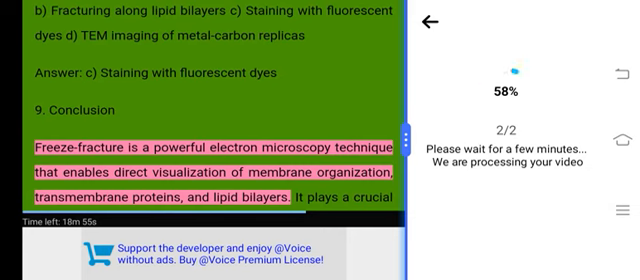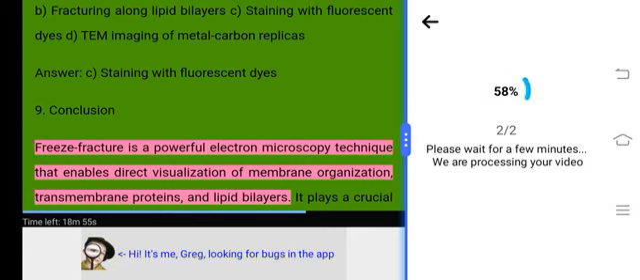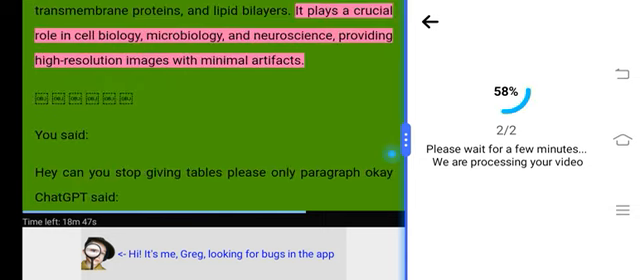9. Conclusion. Freeze fracture is a powerful electron microscopy technique that enables direct visualization of membrane organization, transmembrane proteins, and lipid bilayers. It plays a crucial role in cell biology, microbiology, and neuroscience, providing high-resolution images with minimal artifacts.